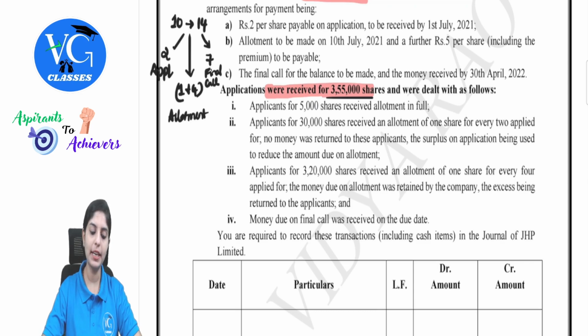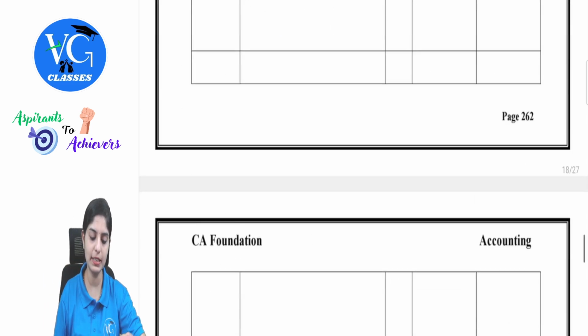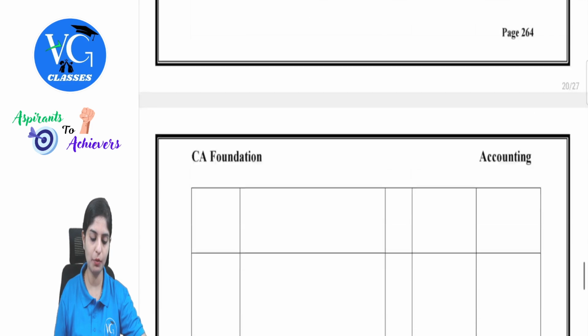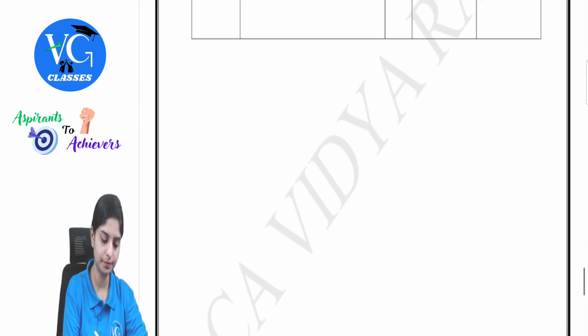Second, applicants for 30,000 shares received an allotment of 1 share for every 2 applied for. No money was returned to these applicants, the surplus on application being used to reduce the amount due on allotment. Let's break this up and understand. We will make a working note for this.